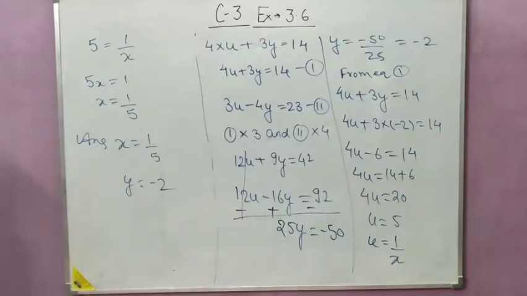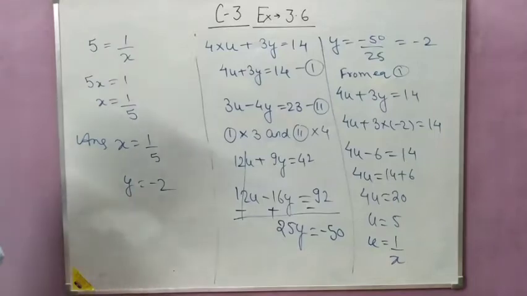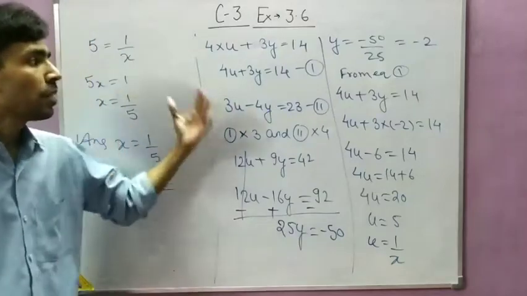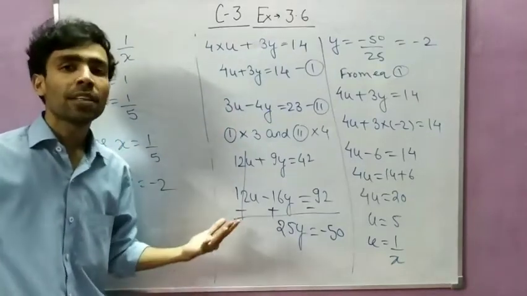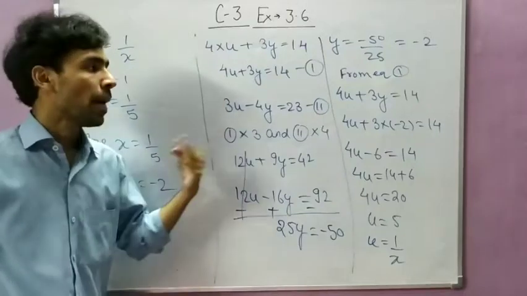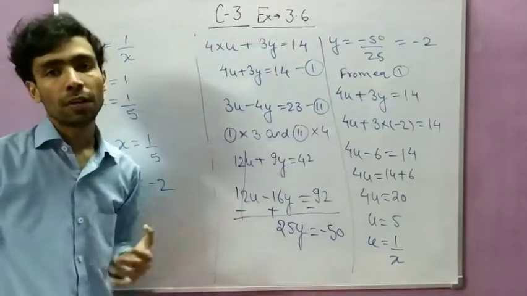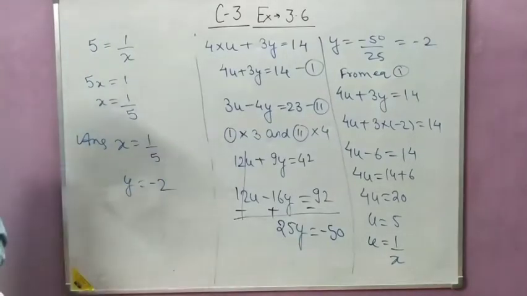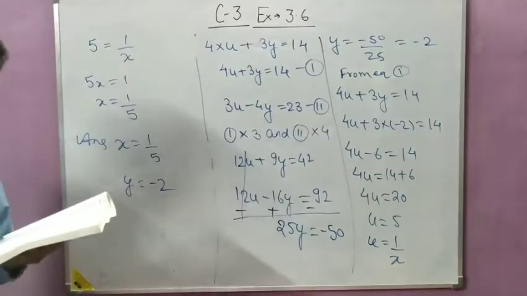Okay. So please note down this solution of the question. Same method, whatever method I have told you, same you have applied. After forming the equation, you can use any method to solve the pair of linear equations. By that you can get the value of the unknown variable. So the answer of the question is x equal to 1 by 5 and y equal to minus 2. So I think this question you have understood.